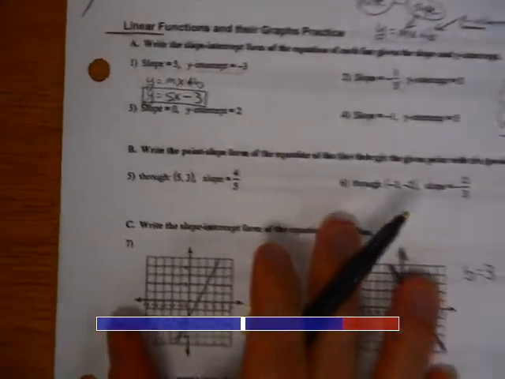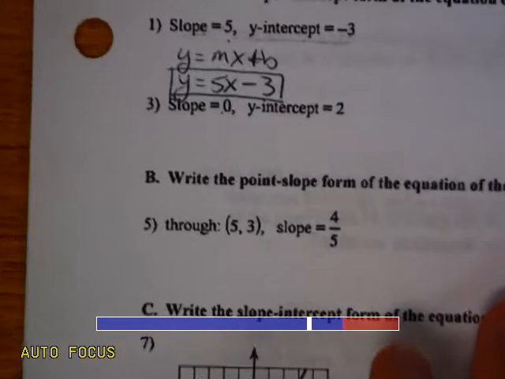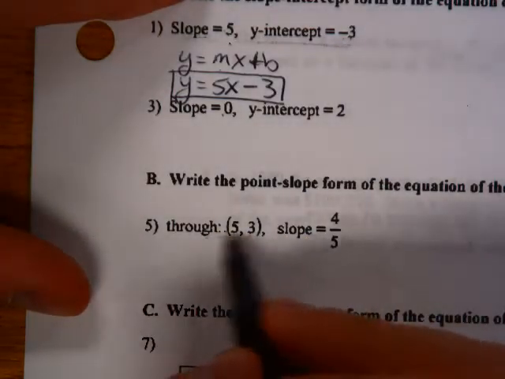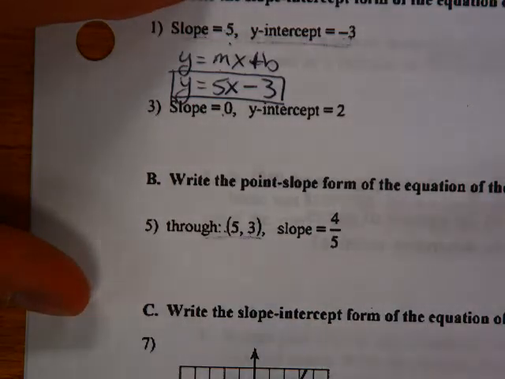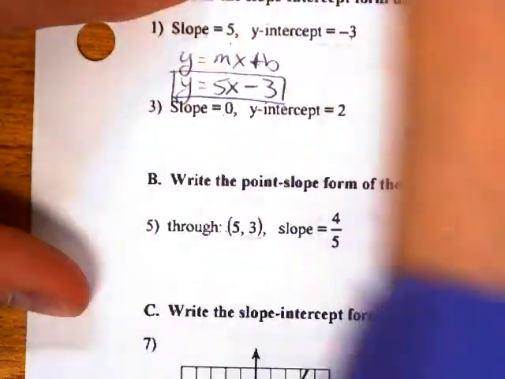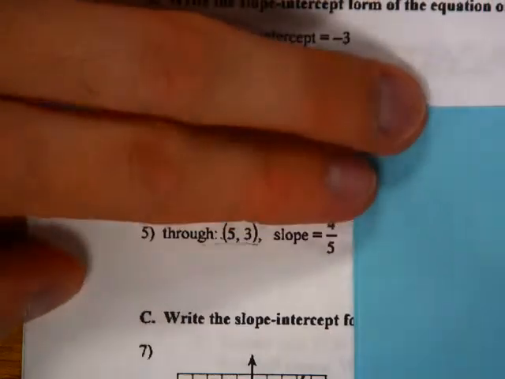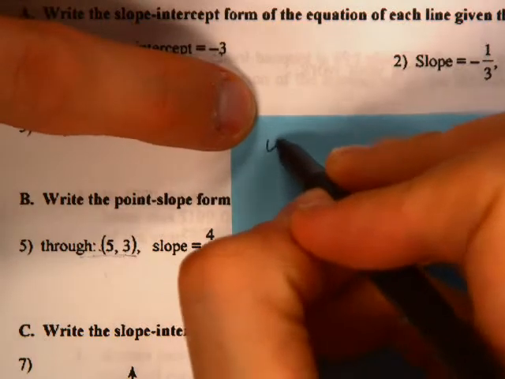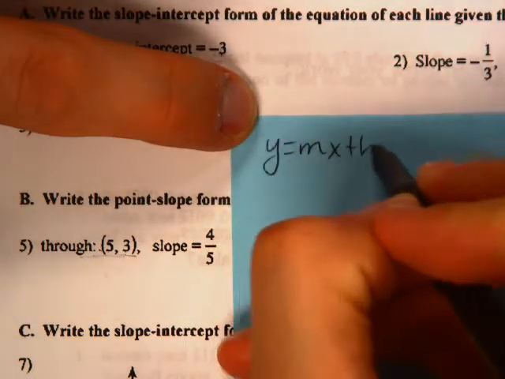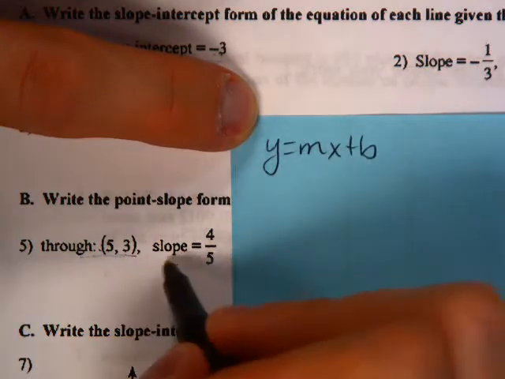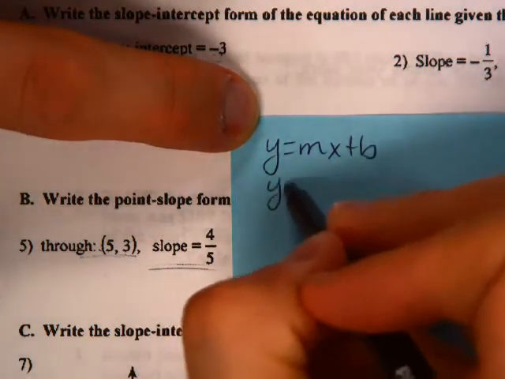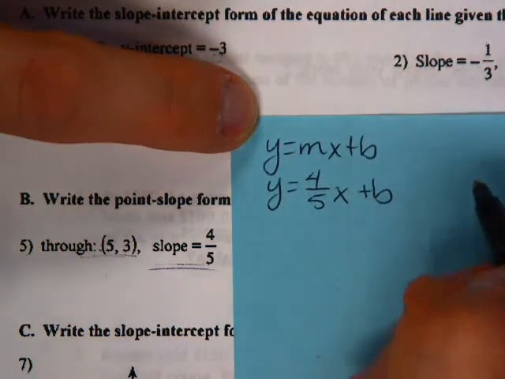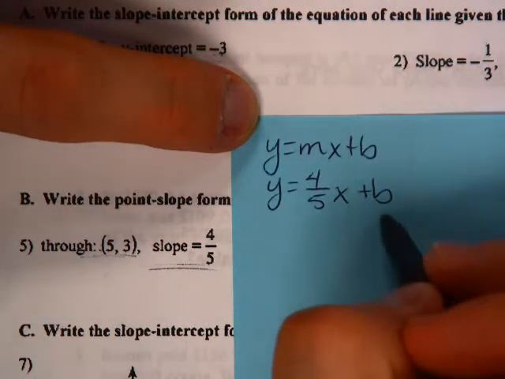Alright, number 5 gets slightly harder. I'll zoom in so you can see it better. Number 5 gets slightly harder because they don't give you the y-intercept. And you're like, what should I do about that? Well, that's not too bad. I'll show you what to do. Remember, our goal here is y equals mx plus b. We want to fill this formula out. So first things first, we know what the slope is. So y equals 4/5 x plus b. I still need to know what that y-intercept is, the b.